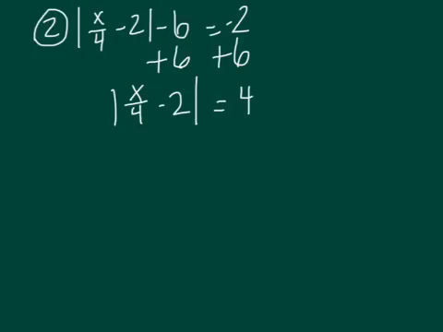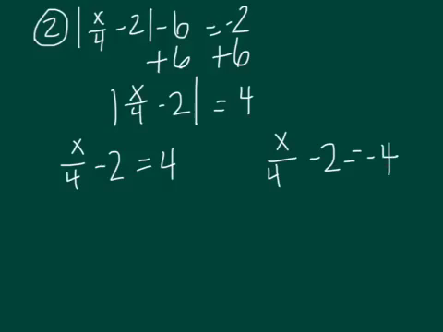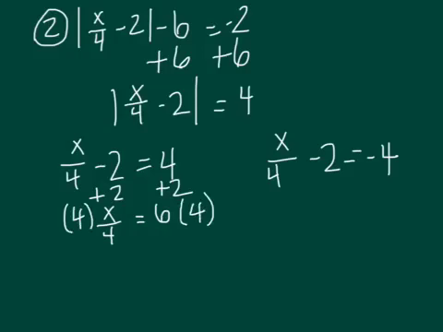I know I do this by setting each part equal to the positive 4 as well as equal to a negative 4. So I'm going to go ahead and solve this one first on the left. So I'm going to add 2 to both sides. So I have x divided by 4 is equal to 6. And to undo that division, I'm going to multiply both sides by 4. So those cancel, and I'm left with x is equal to 24.